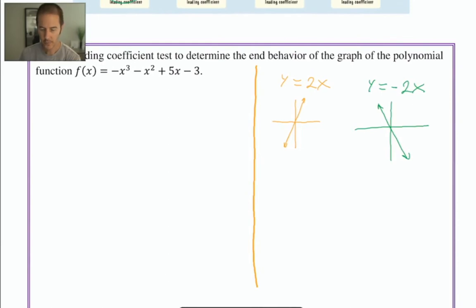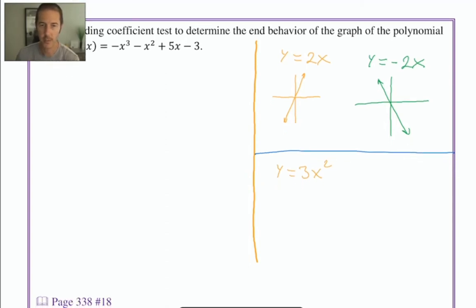Okay, so these two examples were both degree 1. In other words, odd degree. Let's look at another pair. How about the equation y equals 3x squared? I'm choosing the number 3 arbitrarily, okay? But the x squared I'm choosing very specifically.